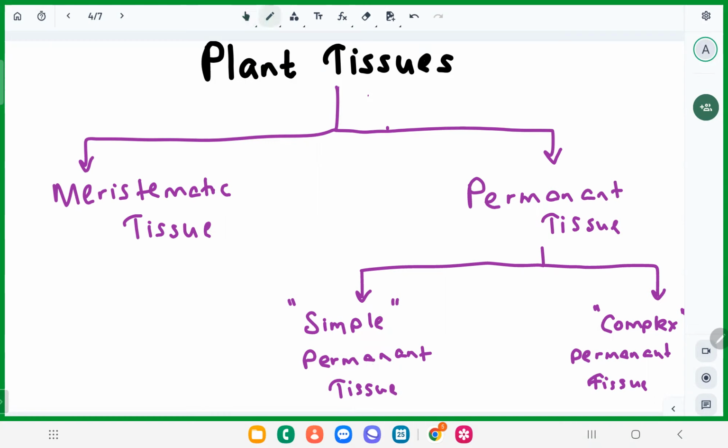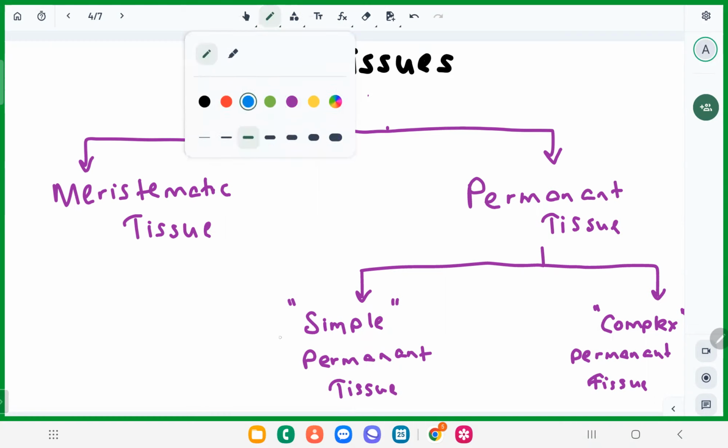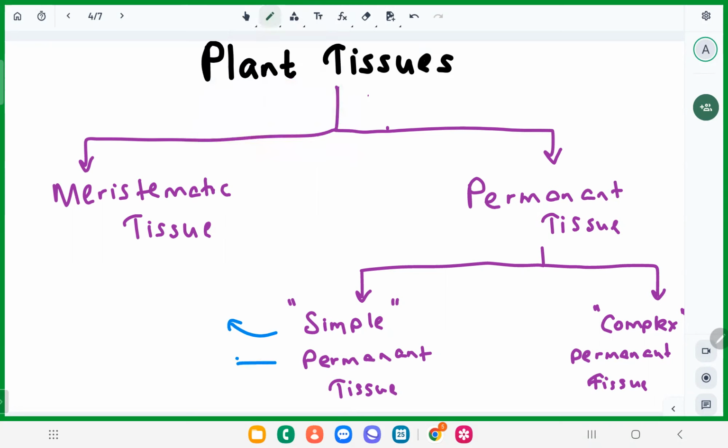All right. So let me just write that down here. There are actually three types of simple permanent tissue that we're going to be discussing. We're going to be learning about the parenchyma tissue, and then about the collenchyma tissue, and then finally about the sclerenchyma tissue. All right, so let's start with our first simple permanent tissue, the parenchyma tissue.